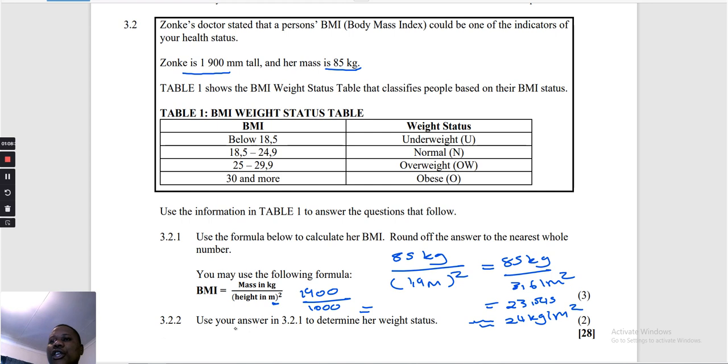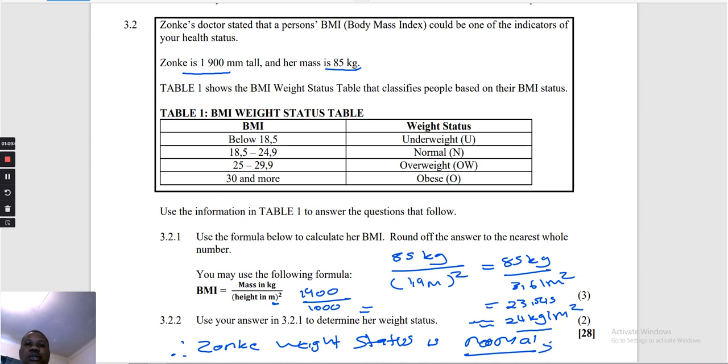Then they say use your answer in 3.2.1 to determine her weight status. Let's go and check where we find 24. This is below 18, but we can find 18 here, meaning that let's determine Zonke's weight status. Weight status is normal. And that is the end of our question 3.